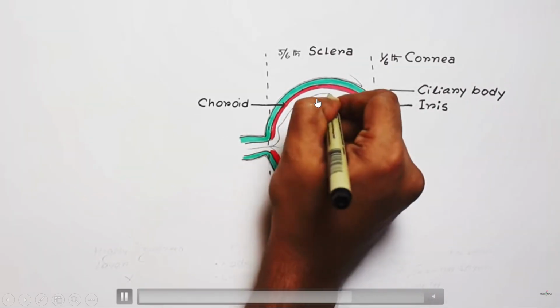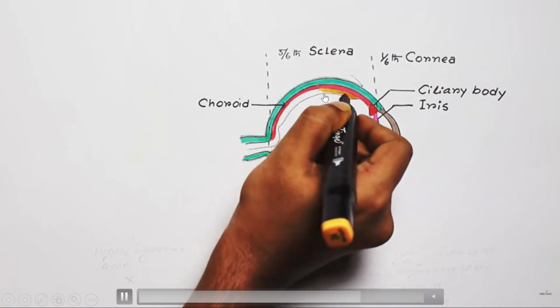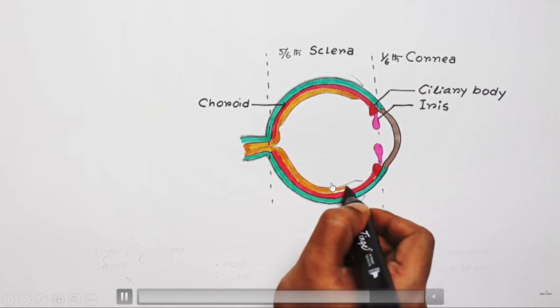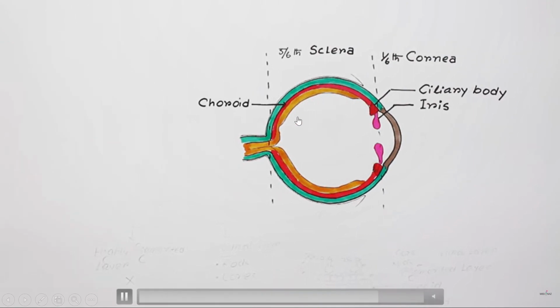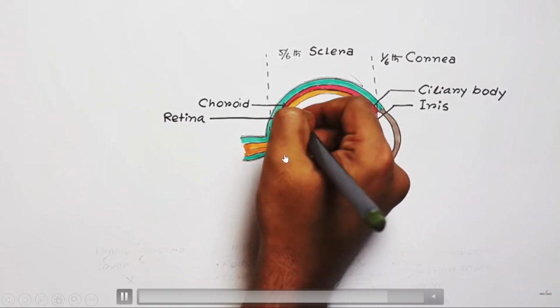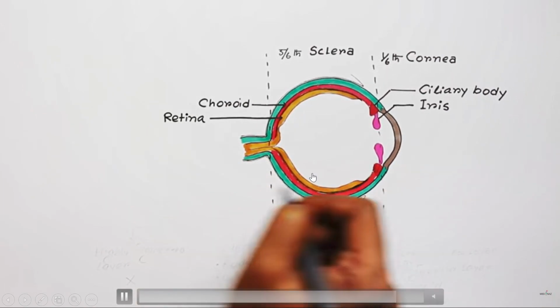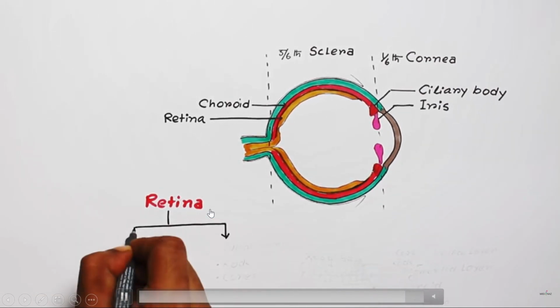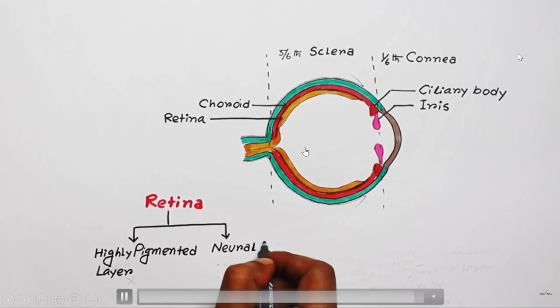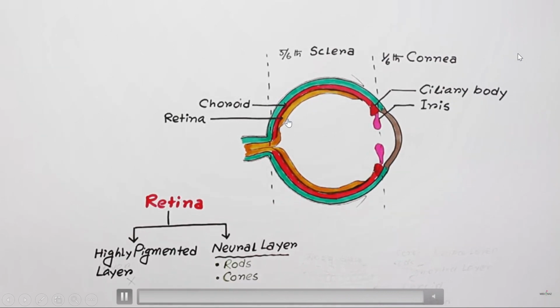So after this, inner to this middle layer, there is the inner sensory pigmented layer which is called the retina. Again, retina has two parts, that is the highly pigmented part and the neural part. Retina is highly pigmented because the dark color absorbs more light, so it needs to be highly pigmented so that most of the light gets absorbed, while the neural layer of the retina has photoreceptor cells like rod cells and cone cells. These are the cells which convert the electromagnetic light into electrochemical signals. So cone cells are of three types. Hope you understood this video.